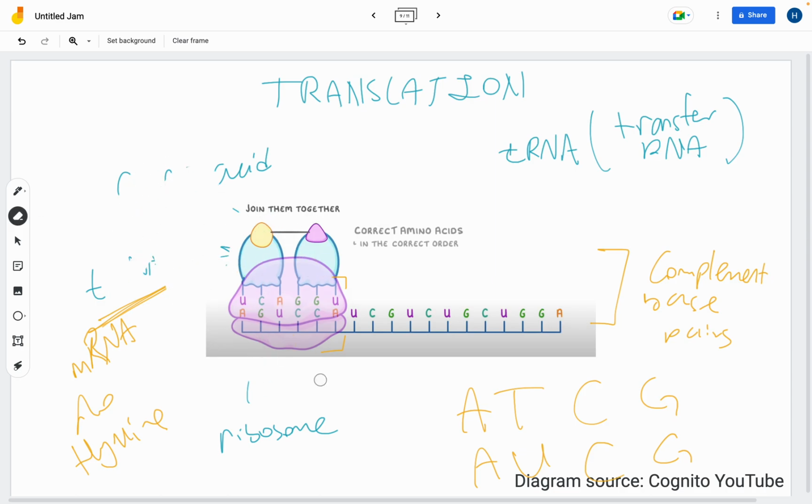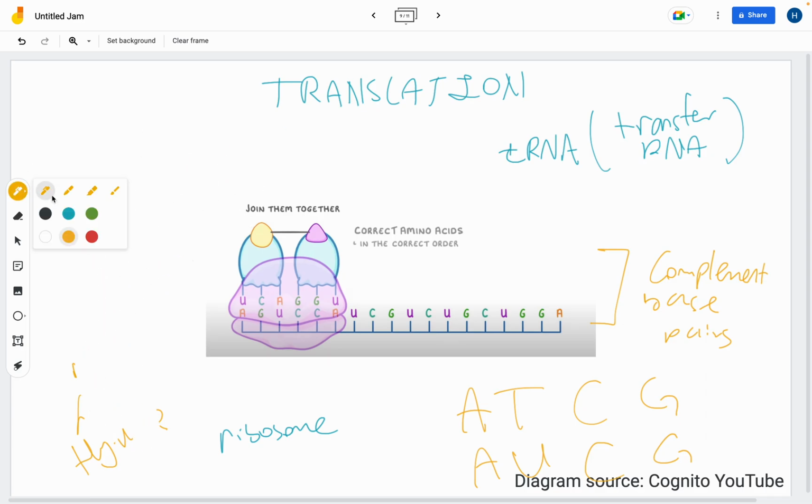Let me just get rid of all these drawings. It's kind of getting distracting at this point. So we have these tRNA bases, right? tRNA. And this is also another tRNA molecule. It has 3 bases in it, and this bonds with 3 mRNA bases.